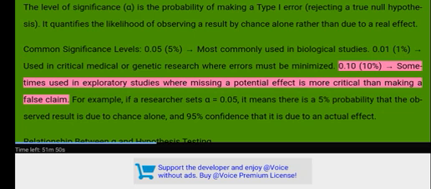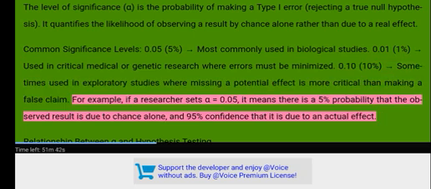For example, if a researcher sets alpha equals 0.05, it means there is a 5% probability that the observed result is due to chance alone, and 95% confidence that it is due to an actual effect.